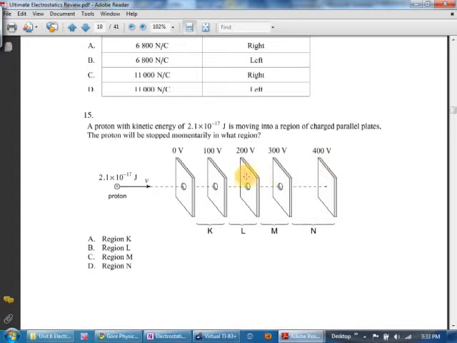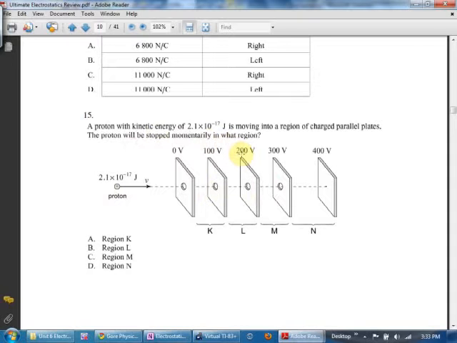This proton, when it hits here, is going to start to slow down, slow down, slow down. For a split second, it's going to come to a stop, and then it's going to come whizzing back the way it came, because like charges repel. And this question is saying the proton will be stopped momentarily in which region? Although it looks really nasty, it's actually not too bad.